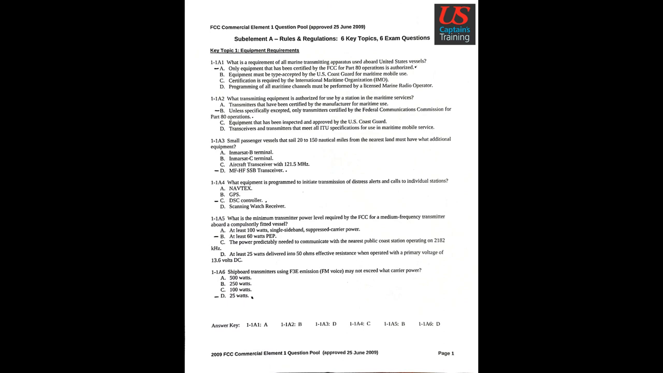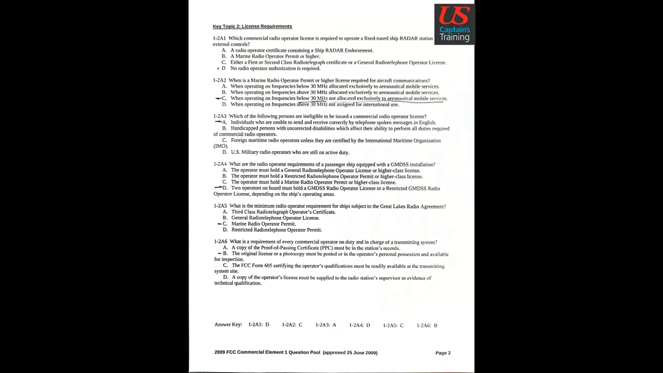5. What is the minimum transmitter power level required by the FCC for a medium frequency transmitter aboard a compulsory fitted vessel? B. At least 60 watt PEP. 6. Shipboard transmitters using F3E emissions, FM voice, may not exceed what carrier power? D. 25 watts. Key topic 2.